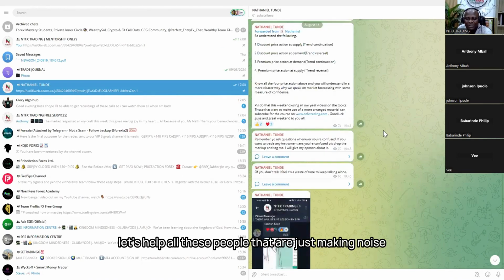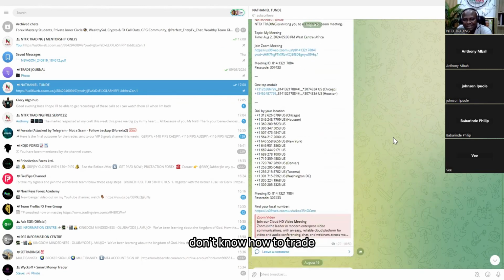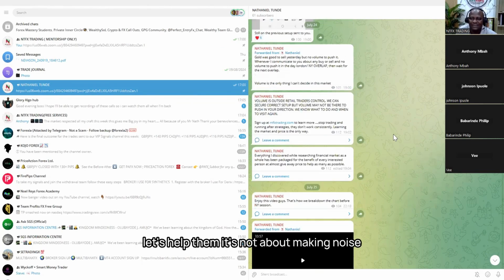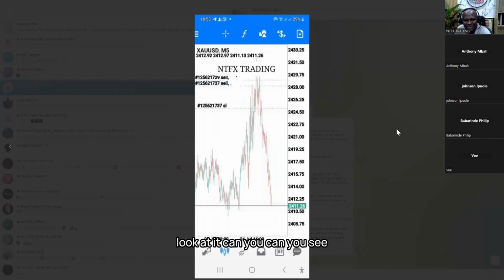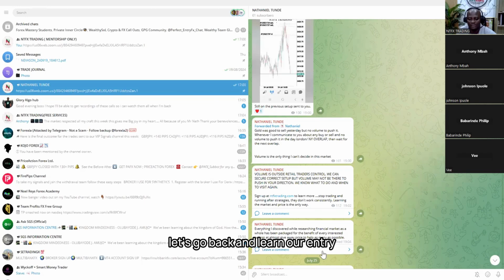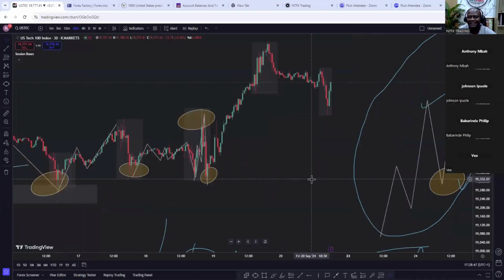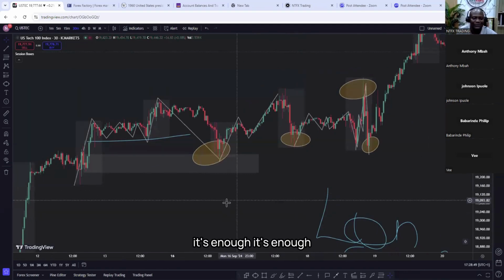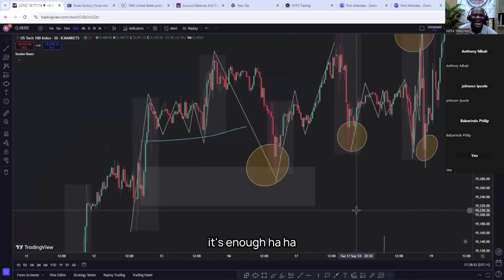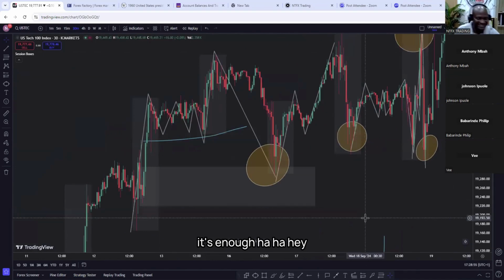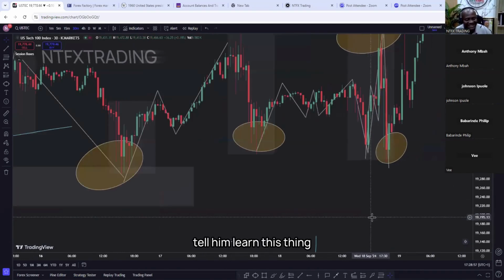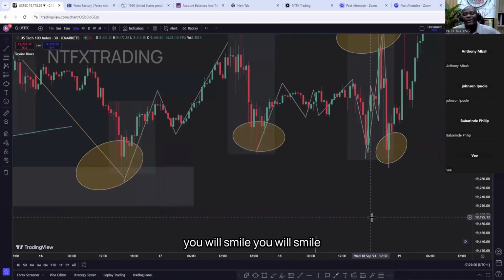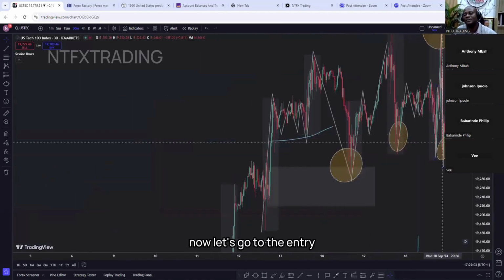Let's help all these people that are just making noise and don't know how to trade. Let's help them to succeed. Look at it. Can you see the entry? Can you see how it flows? Let's go back and learn our entry. Learn this thing. You will smile. Now let's go to the entry.